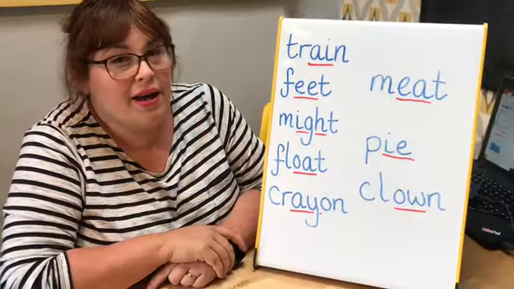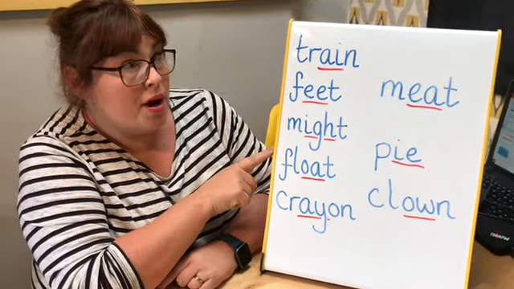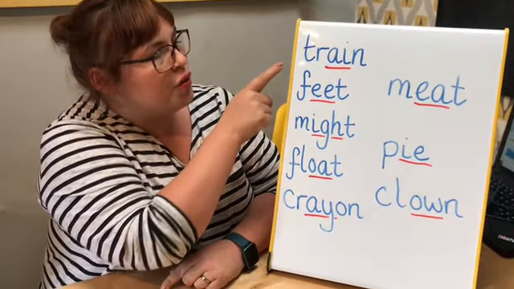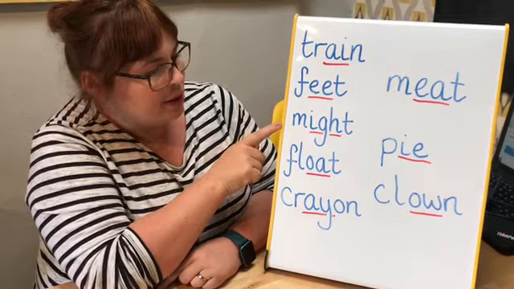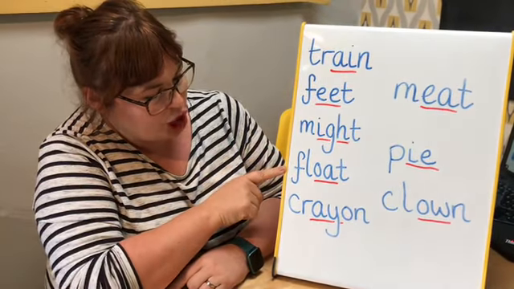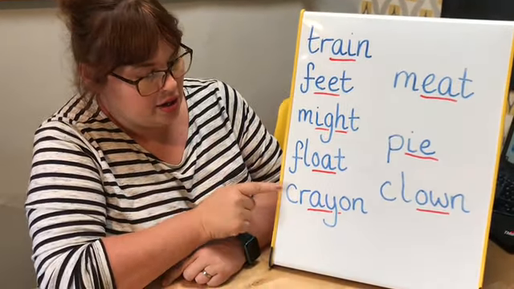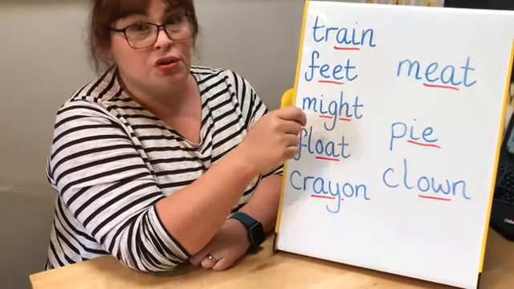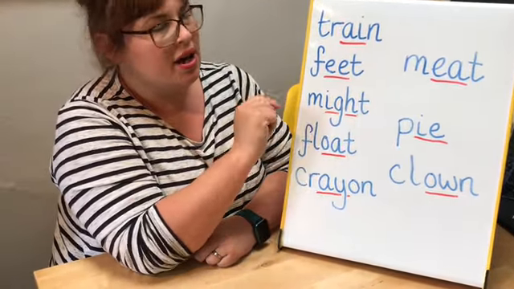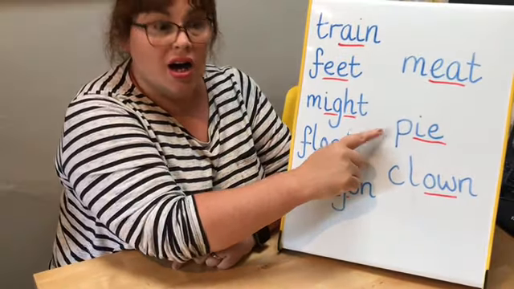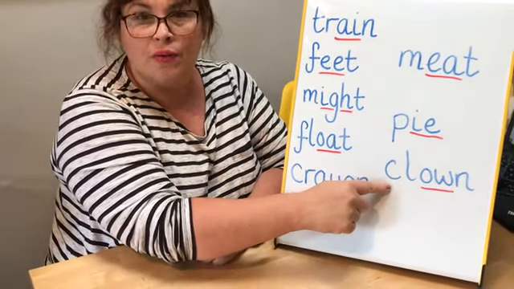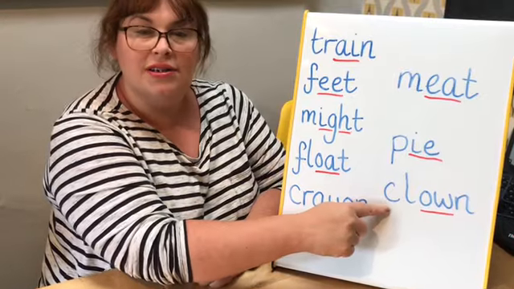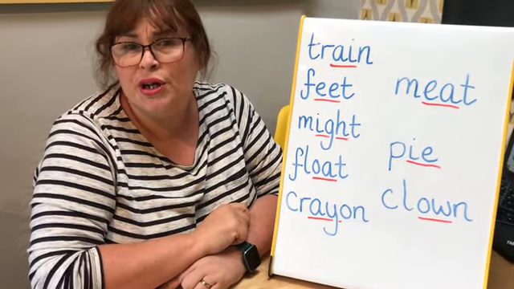Hi, welcome back. How do you get on? Here are my words. I've got train, feet, might, float, crayon. It's a bit tricky because the AY comes in the middle. Meat, the sort of meat you'd eat. Not me, I'm a vegetarian. Pie and clown, my least favourite thing in the world. Okay, so well done you.